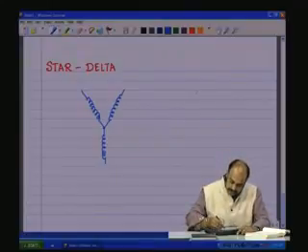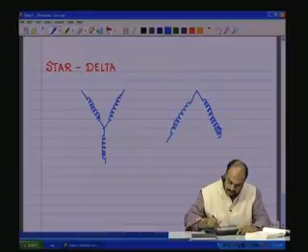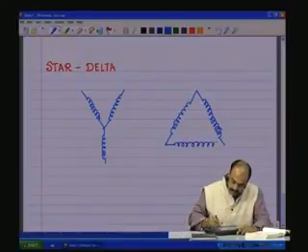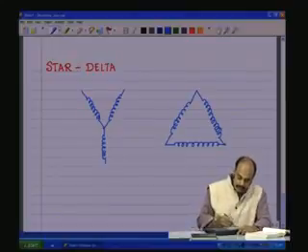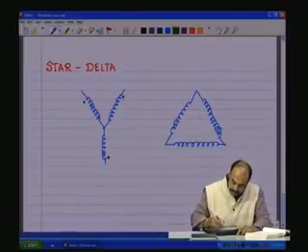The secondary is connected in delta, as shown here. Let us indicate the polarities. Never forget to indicate the dot polarities in the three phase transformers.